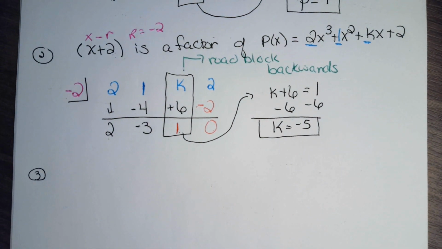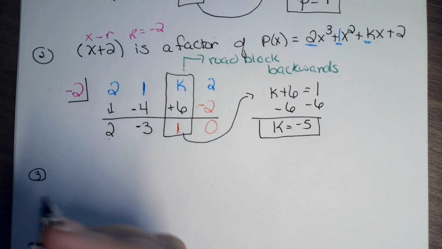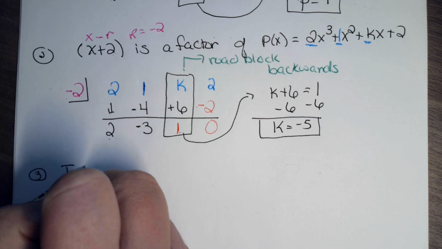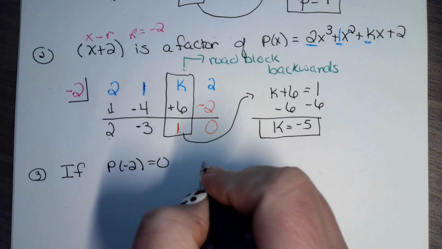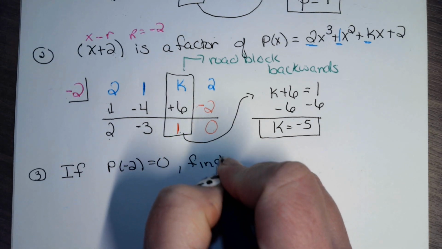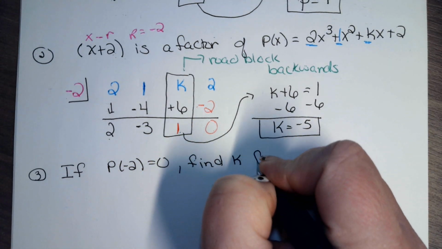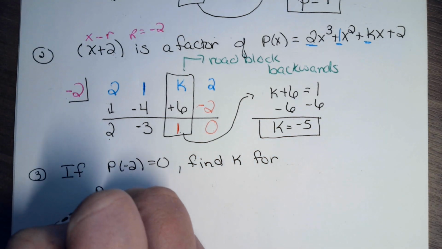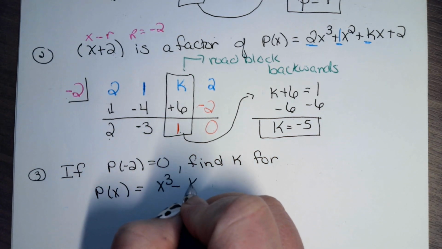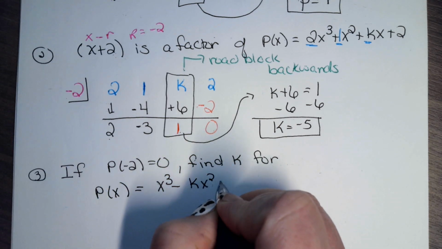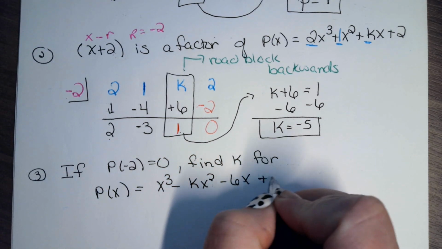Now, you're going to find on the EOC that a lot of times they'll ask you to do the same thing multiple times, but they're just going to ask you in different ways. Okay, so like for example, if I came right here and said, if p of negative 2 equals 0, find k for p of x equals x cubed minus kx squared minus 6x plus 8.